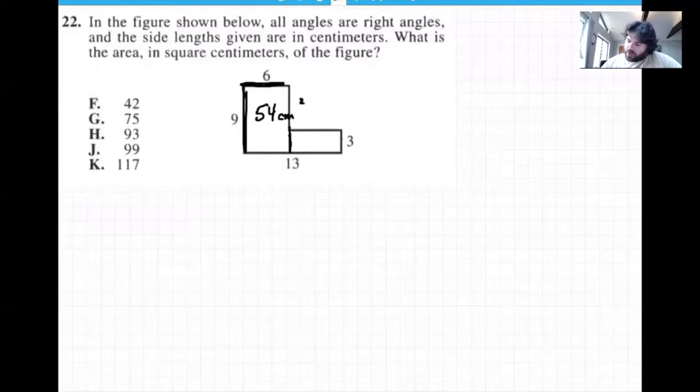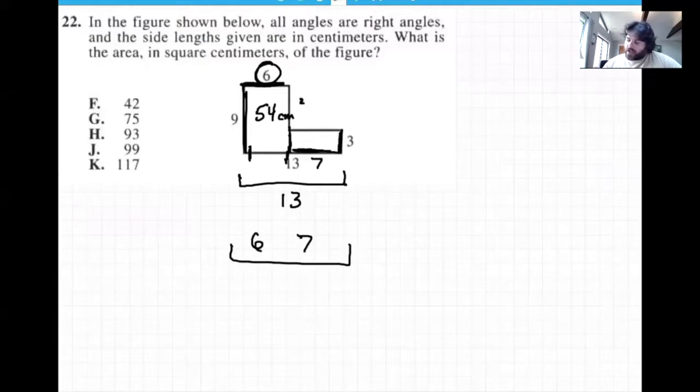This one's a little funky. It's definitely a 3 by something, but what is the something? Well, if the entire length is 13, and I'm not using the 6, because here to here is also 6, since opposite sides in a rectangle are always congruent, that means there's only 7 left for this. I'm saying that the 6 and the 7 make up the 13, so that's why I'm using the 7 here.